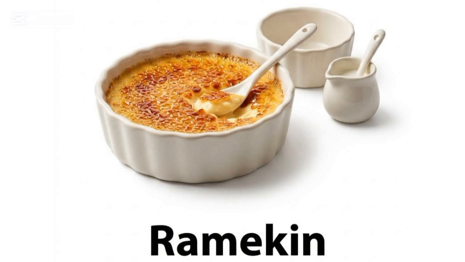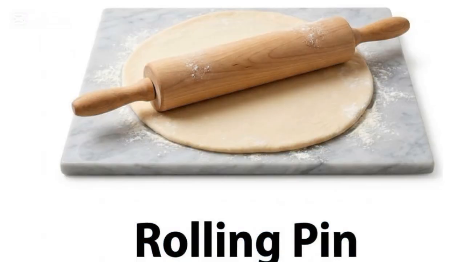Ramekin. A small dish used for baking and serving individual portions. Rolling pin. A cylindrical tool usually with handles on both ends, used for rolling out and flattening dough.